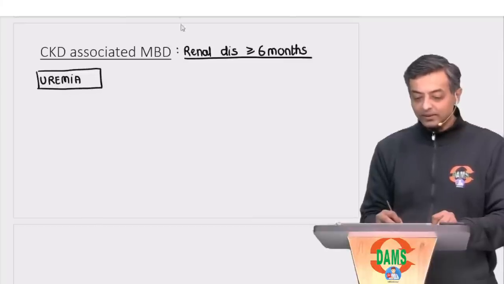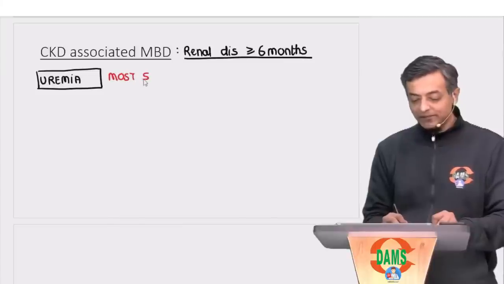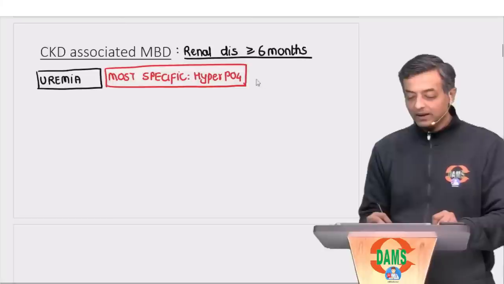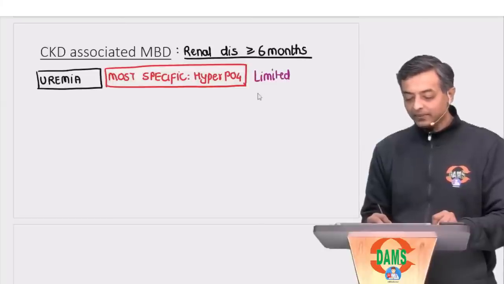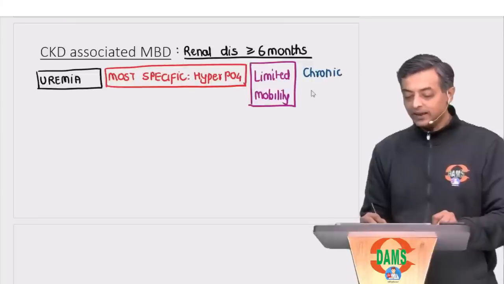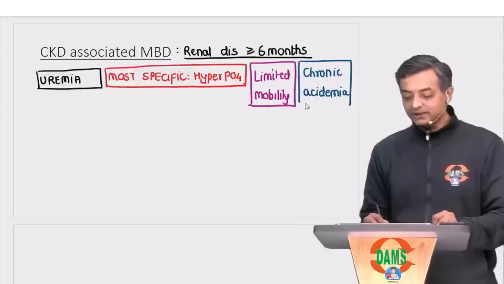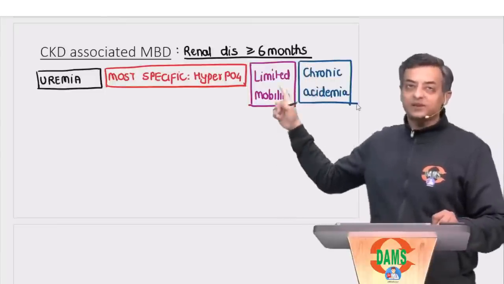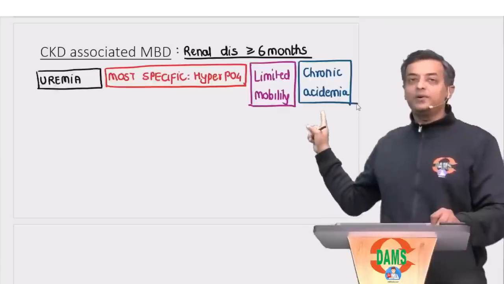Along with the uremia, the most specific factor affecting the bone health in renal failure is hyperphosphatemia. Most specific is hyperphosphatemia, followed by limited mobility. And the most common acid-base balance defect in renal disorder is chronic acidemia. So we are revising important flowcharts from Harrison. Must know point.